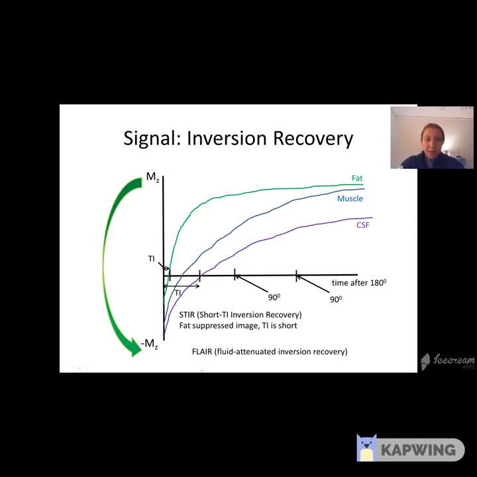There's also FLAIR, which is fluid attenuation inversion recovery, and basically you're just trying to cancel out the CSF. This is mainly used in the brain, since CSF is in the brain.